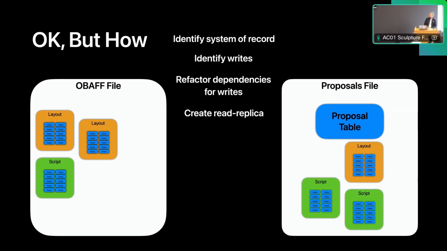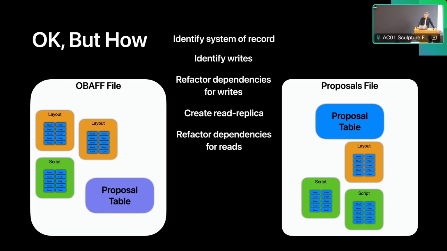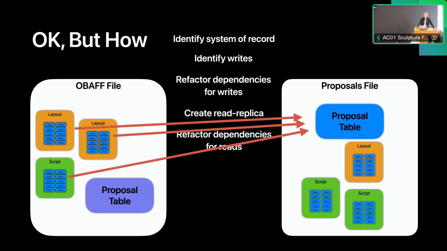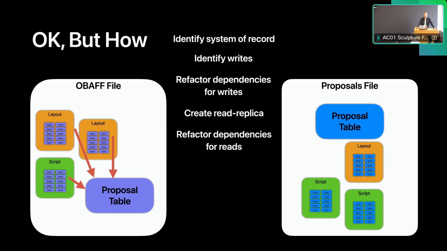Then we would create a read replica of the proposal record data. So we're going to create a copy of the table and put that in the OBAP file. And in there, it's going to be read-only to those other dependencies. And now we need to identify those reads and refactor them so that instead of pointing to the original source of data, they point to the read replica. And it's only allowed to read data from there.